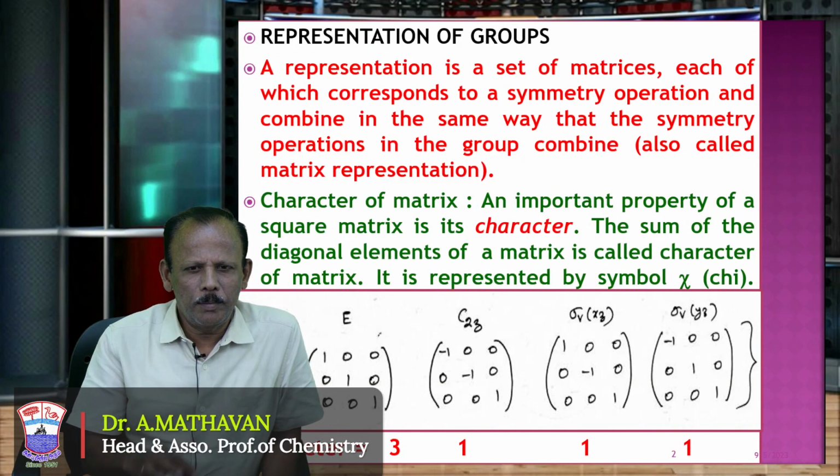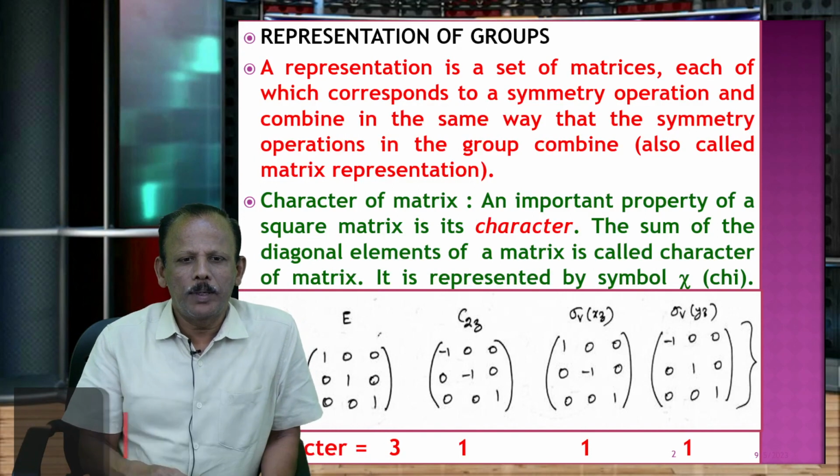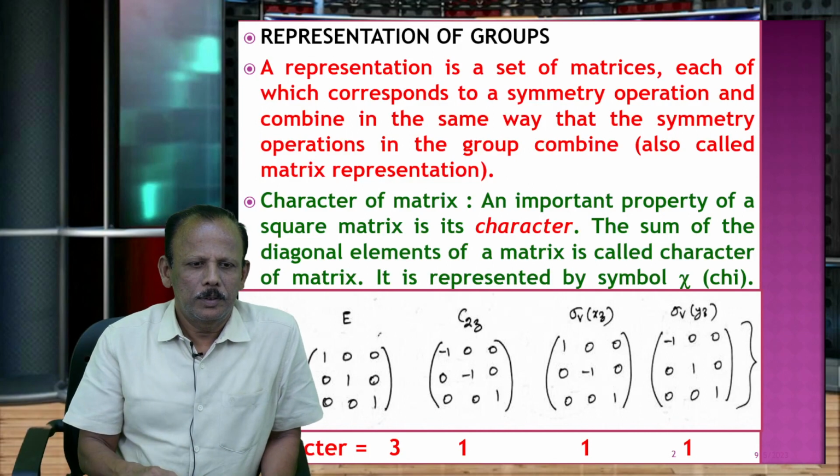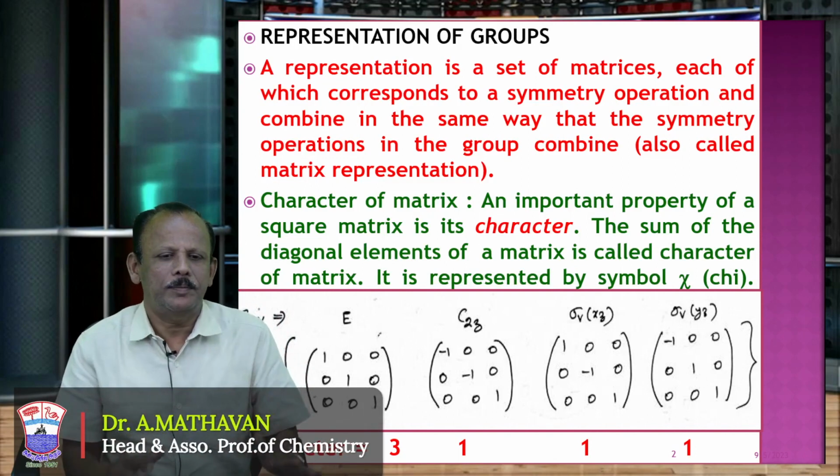A representation is a set of matrices, each of which corresponds to a symmetry operation, and they combine in the same way that the symmetry operations in the group combine. This is called matrix representation. That is, the symmetry elements can be represented in terms of matrices.